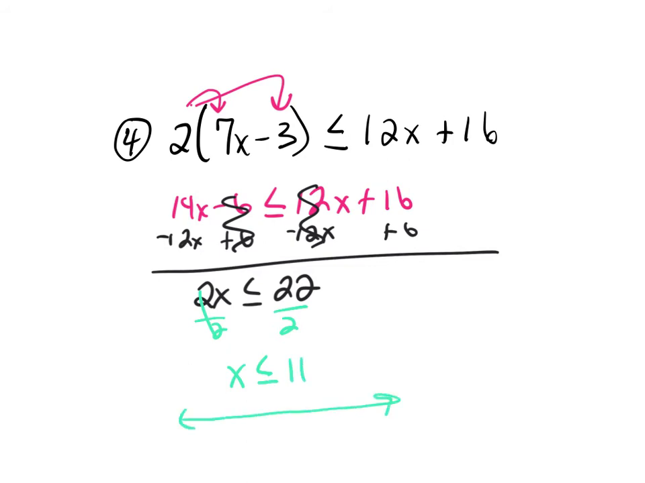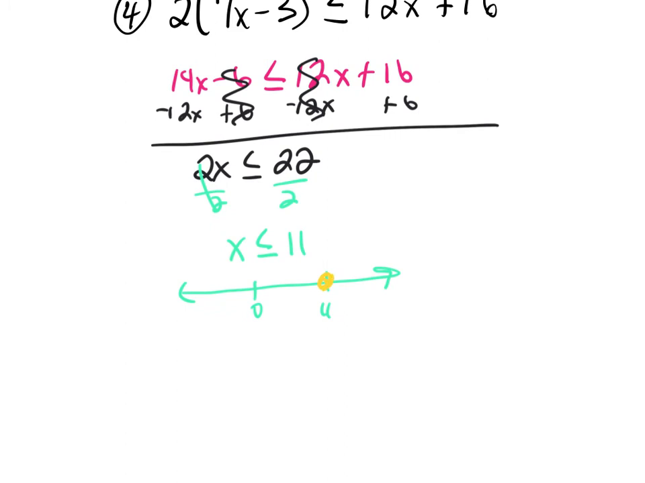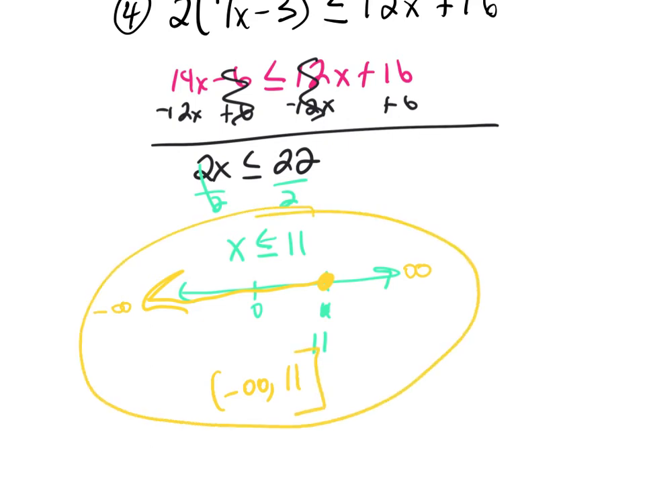If I'm going to graph it, I want to see 0. And 11 is to the right of 0. So what kind of a dot am I going to have? Closed dot, because it's or equal to. And then which way am I going to color? To the left. Perfect. So my interval notation, as we read from left to right, is negative infinity to what number? And is it a bracket or a parenthesis? Perfect. Very good job. How are we doing at home? Good. Thank you.